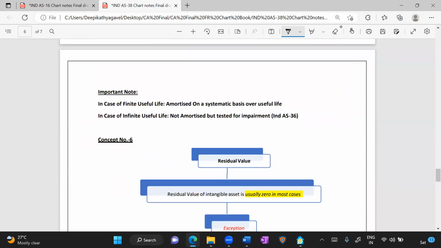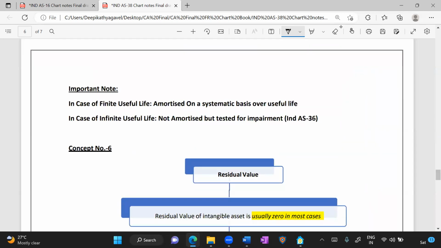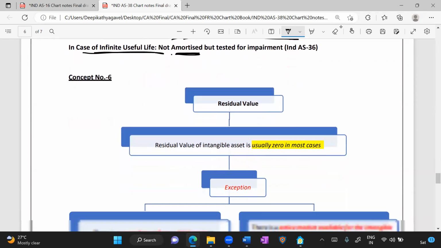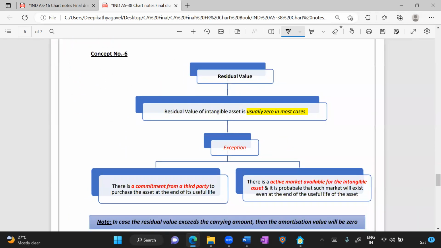This was a special note, right? Again, next we have two important notes. In case your asset has a finite useful life, it is amortized on a systematic basis over the useful life. If 10 years is the useful life, the amortization will take place proportionately over 10 years, right? But in case your intangible asset has an indefinite useful life, then obviously you cannot amortize. So amortization will not be there, but you will always check for impairment under Ind AS 36. What will you check for? Impairment under Ind AS 36, right? I hope that is very, very clear.